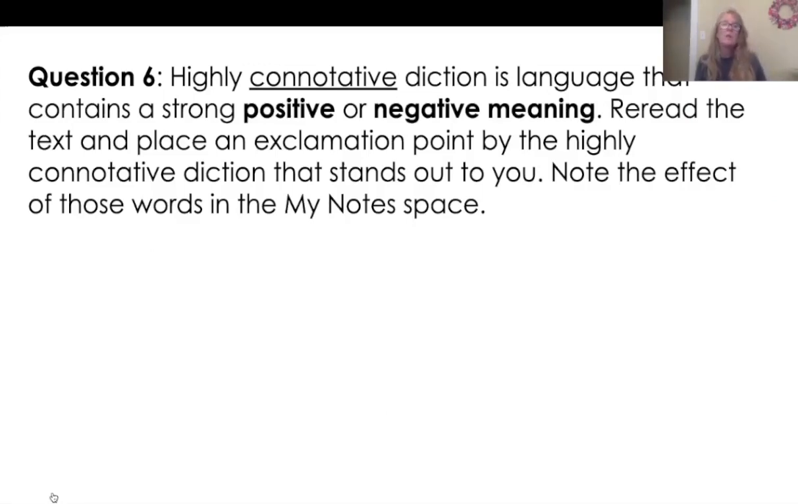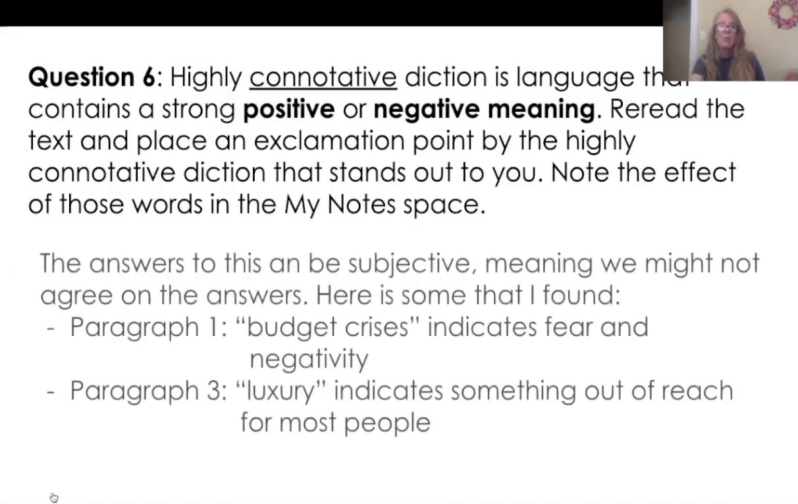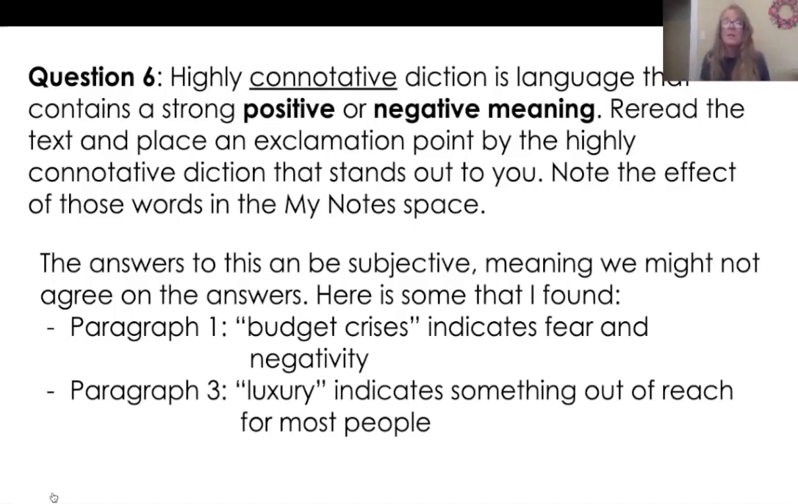So reread the text and place an exclamation point by the highly connotative diction that stands out to you. Note the effect of these words in the My Notes space. I've just given you a couple here that I saw. You might have found something different because it's kind of subjective. What you might think is more positive or negative, I might not think is more positive or negative or has this connotation. So just here's a couple that I found.